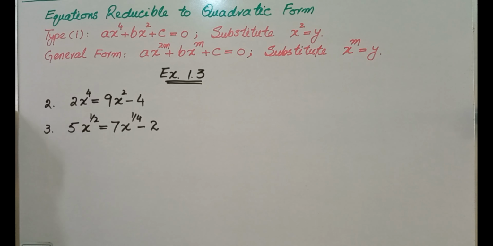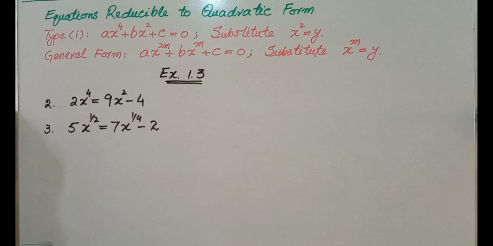In this video, we'll discuss equations that can be reduced to the quadratic form. First, we'll discuss type 1, which is given as ax power 4 plus bx square plus c is equal to 0. You already know that a, b, c are any constants, real numbers. A cannot be 0 and b, c are any real numbers. In this case, we'll substitute x square is equal to y and then we'll solve the given equation. We'll explain this by an example.